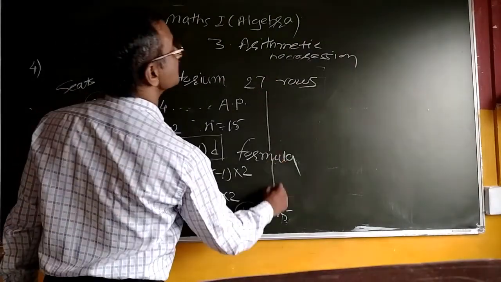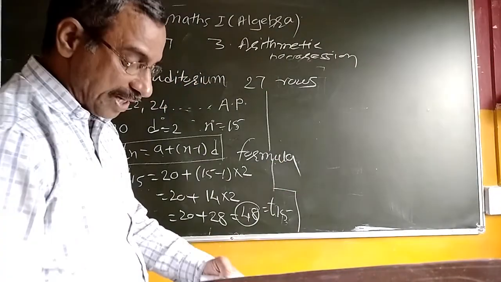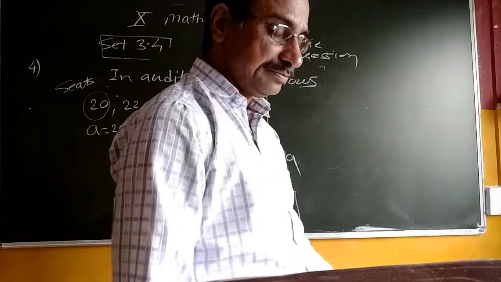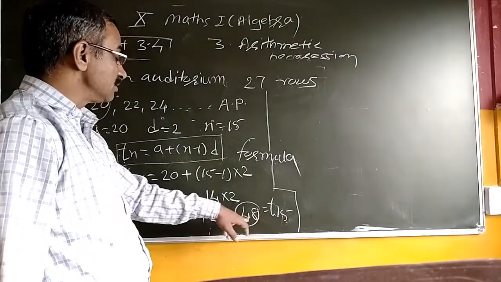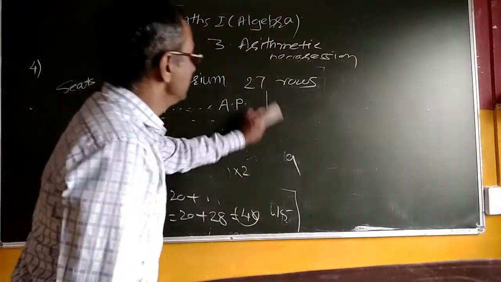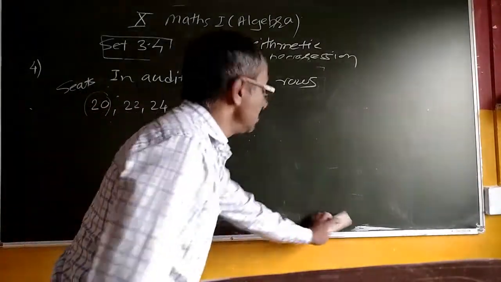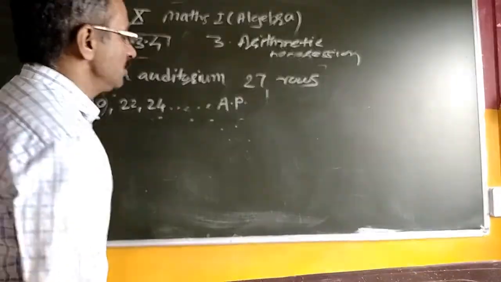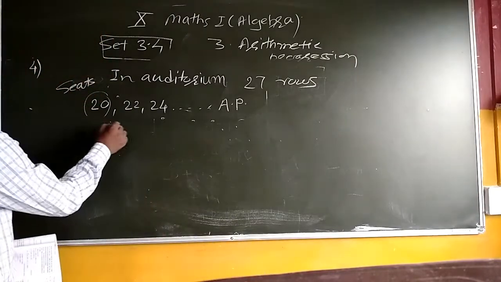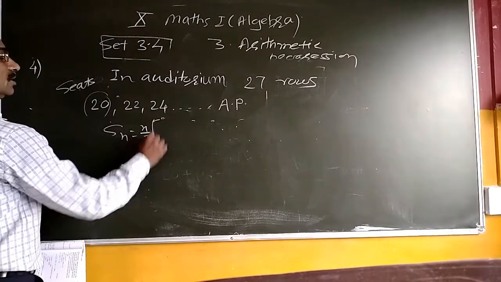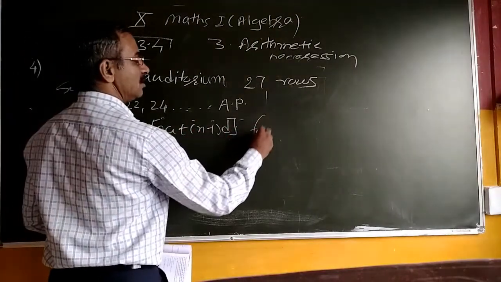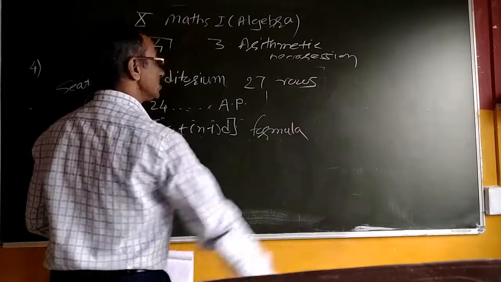Then we want to find out the total seats in the auditorium. So you understood that in the 15th row there are 48 seats. Then we want the total seats in the auditorium, in the first row, second row, and so on. So by using the formula Sn is equal to n by 2 into 2a plus n minus 1 d. It is our formula for finding out the total seats.